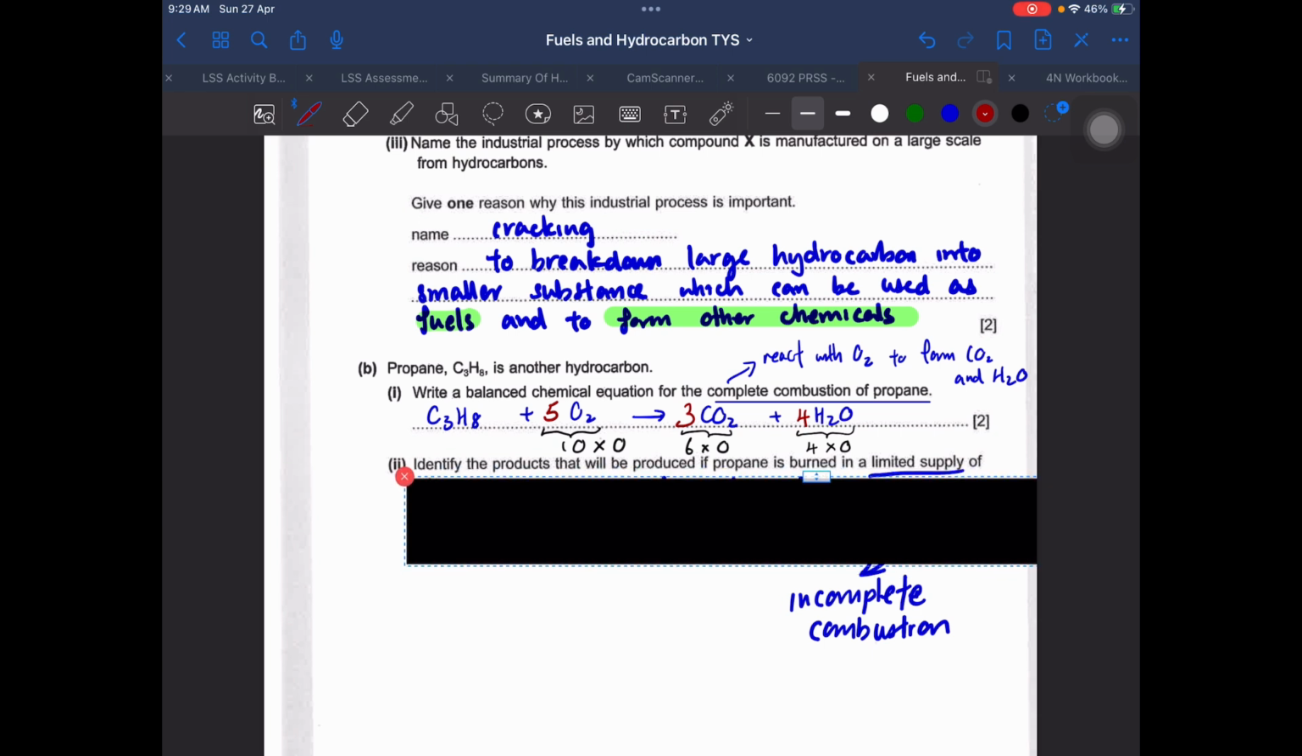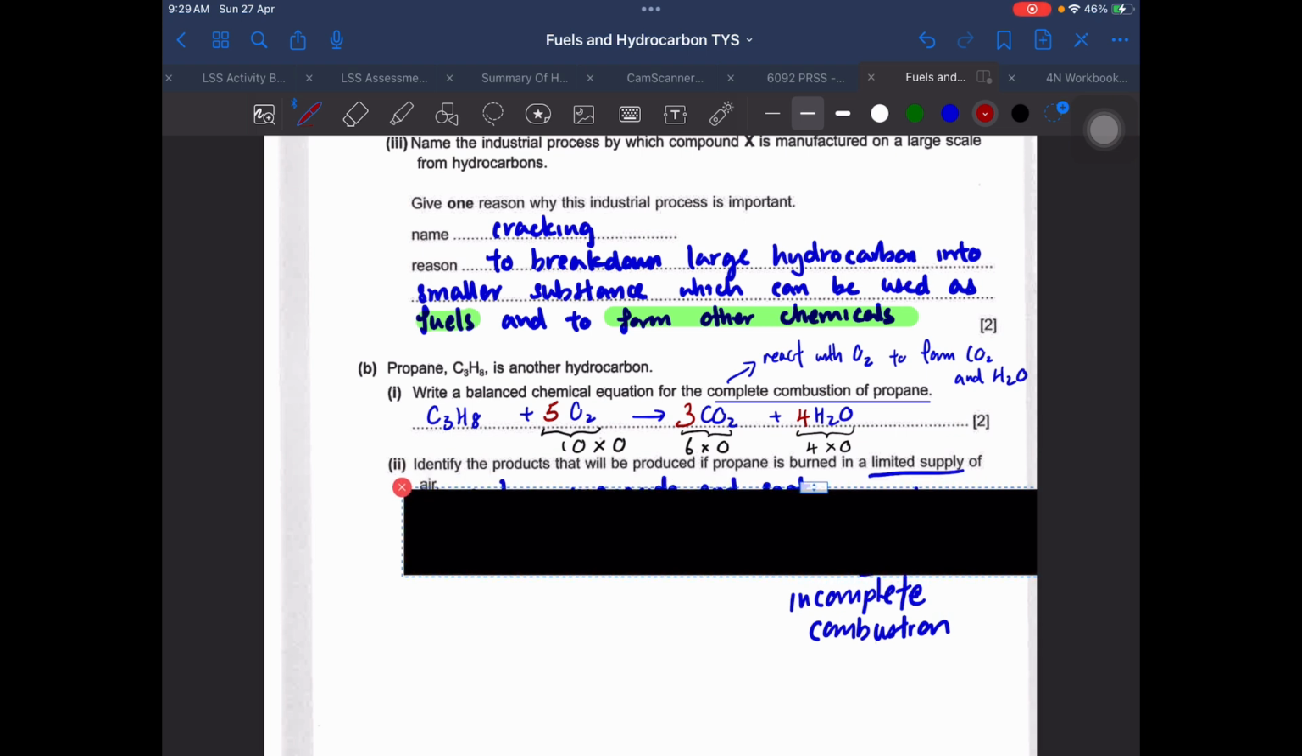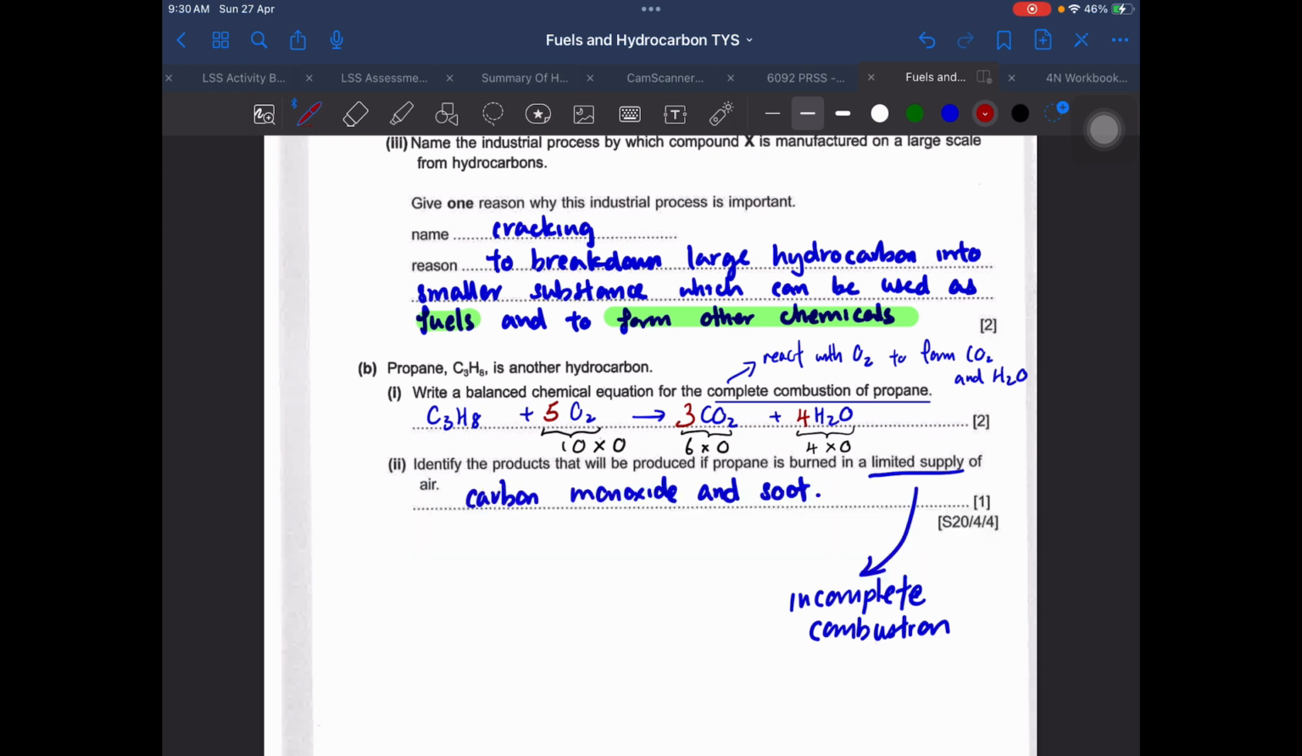Last, the question is asking about the burning of propane in limited supply of oxygen. Now, limited supply of air would refer to this concept of incomplete combustion. Right, so if it's an incomplete combustion, like I mentioned earlier, the products will be carbon monoxide as well as soot for the chemicals.